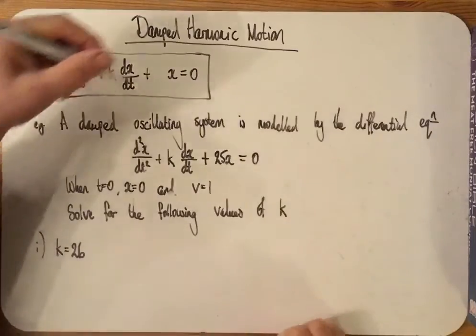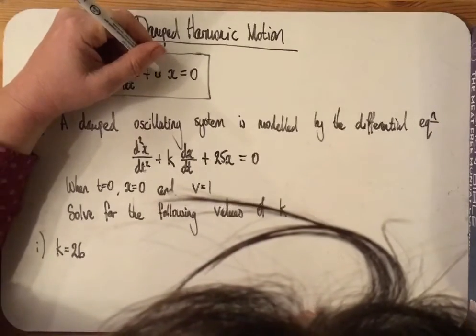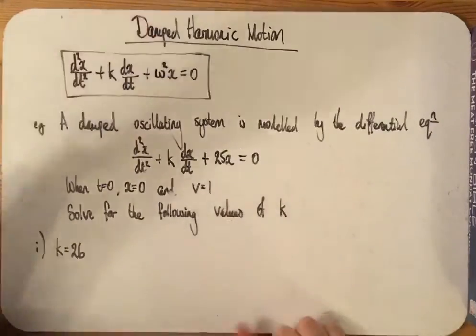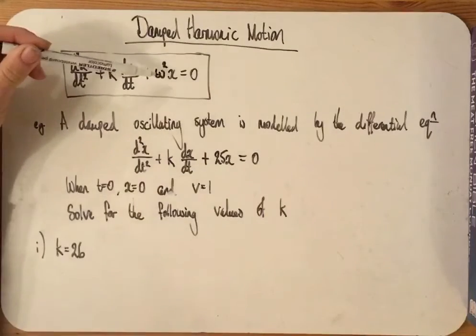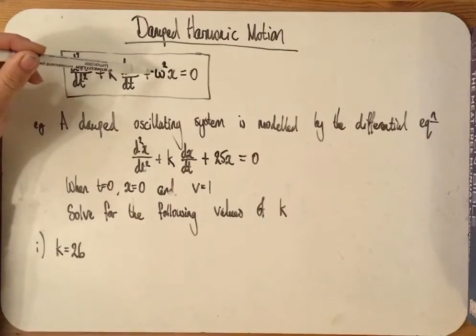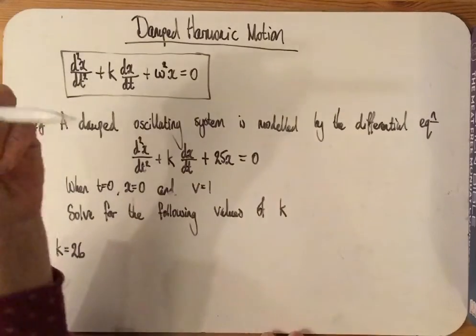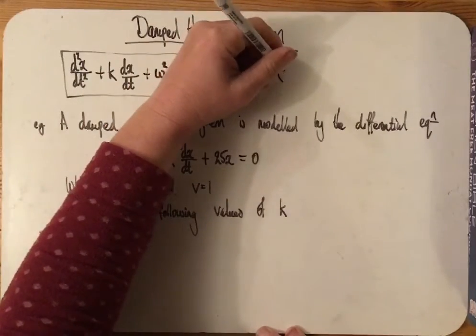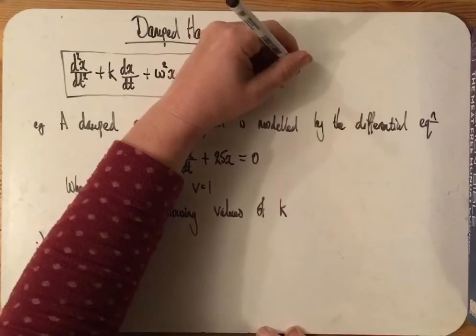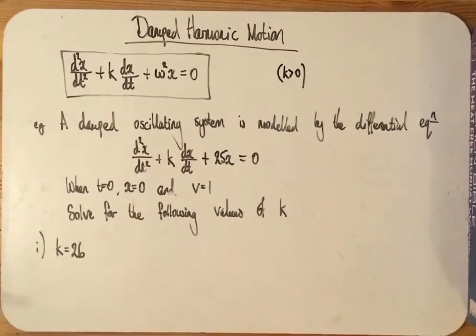This is the equation for damped harmonic motion. That's omega squared again. This doesn't relate to the period this time, so just keep an eye on that. And K is a positive constant. Omega squared is obviously positive, and K is also positive.